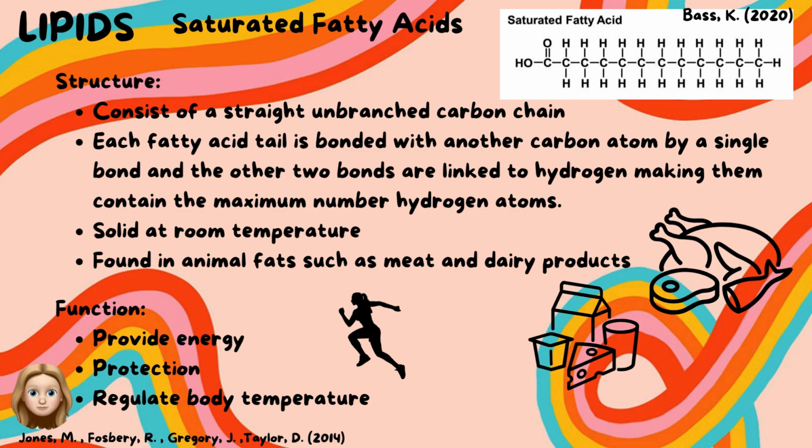Saturated fats have straight and unbranched carbon chains where all the carbon atoms in the chain are bonded to the maximum number of hydrogen atoms. There are no double bonds between carbon atoms, which makes the chain straight. Saturated fats are solid at room temperature. Their function is to provide energy and protection to our body and vital organs. They also support regulating our body temperature.